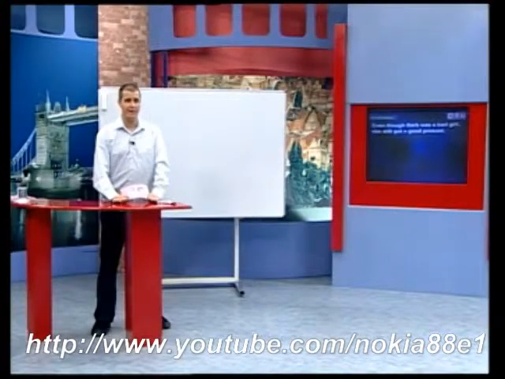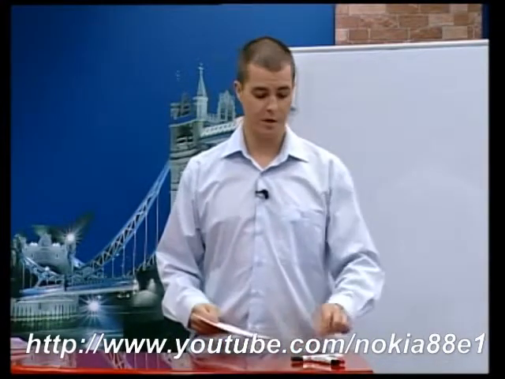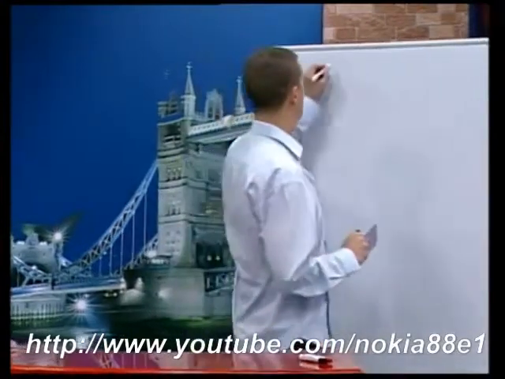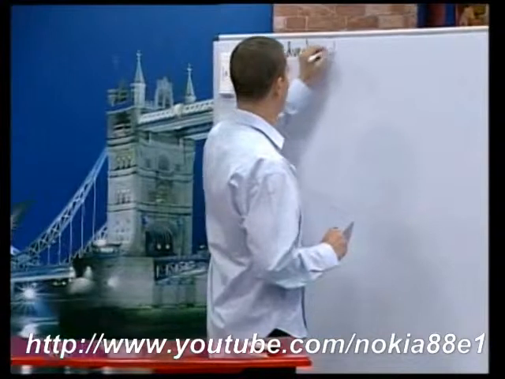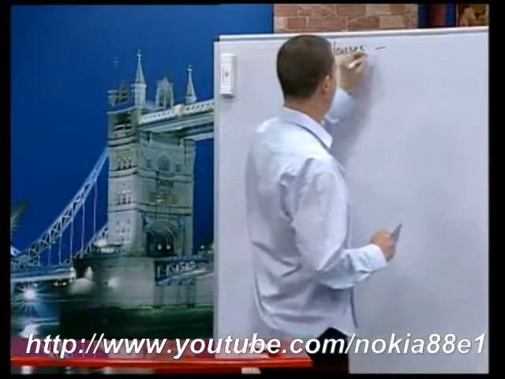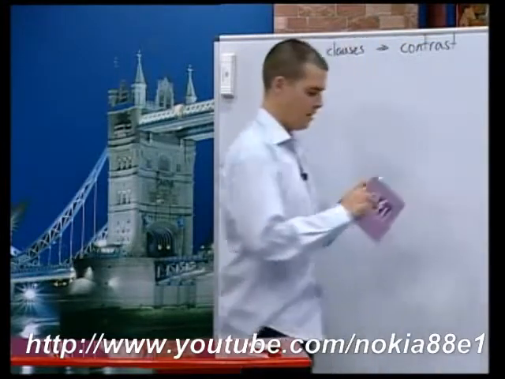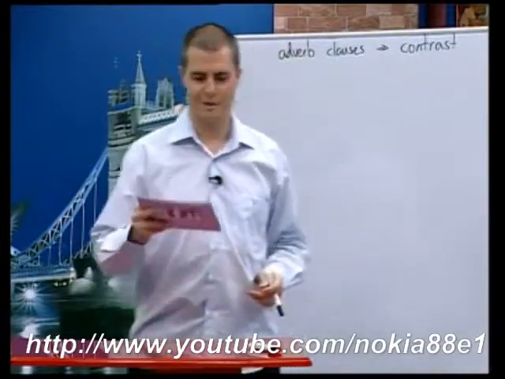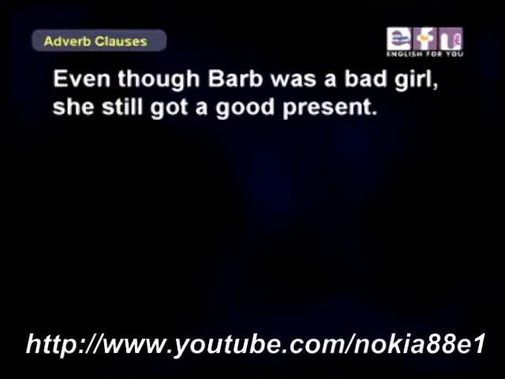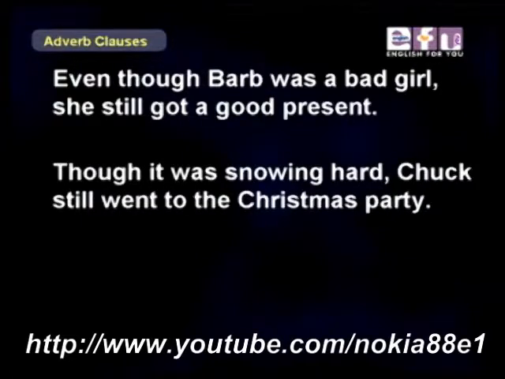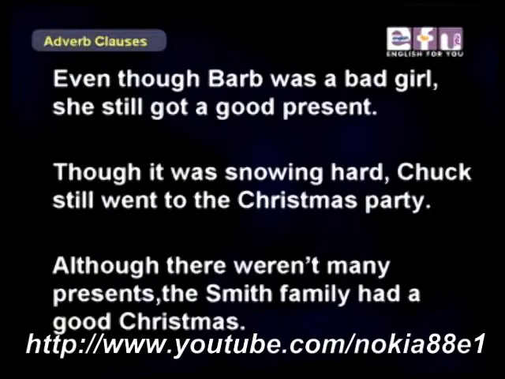Let's finish our study of adverb clauses with a look at two more types. First is adverb clauses showing contrast. Have a look at these sentences. Even though Barb was a bad girl, she still got a good present. Though it was snowing hard, Chuck still went to the Christmas party. And although there weren't many presents, the Smith family had a good Christmas.